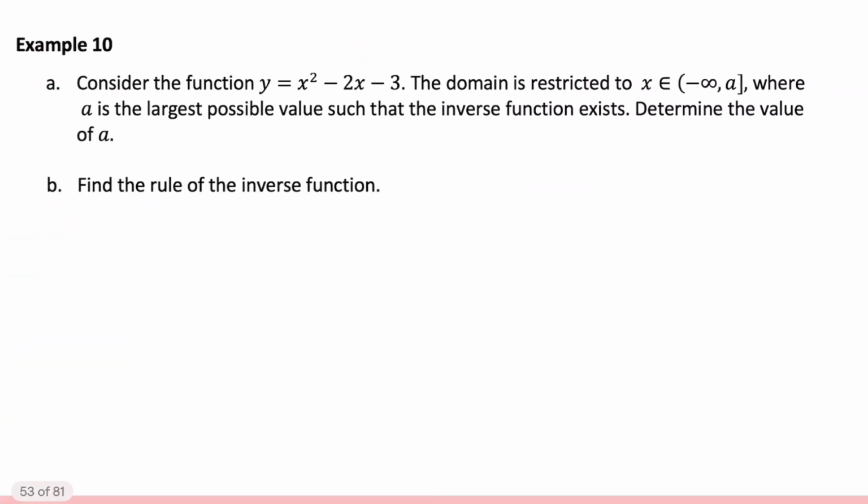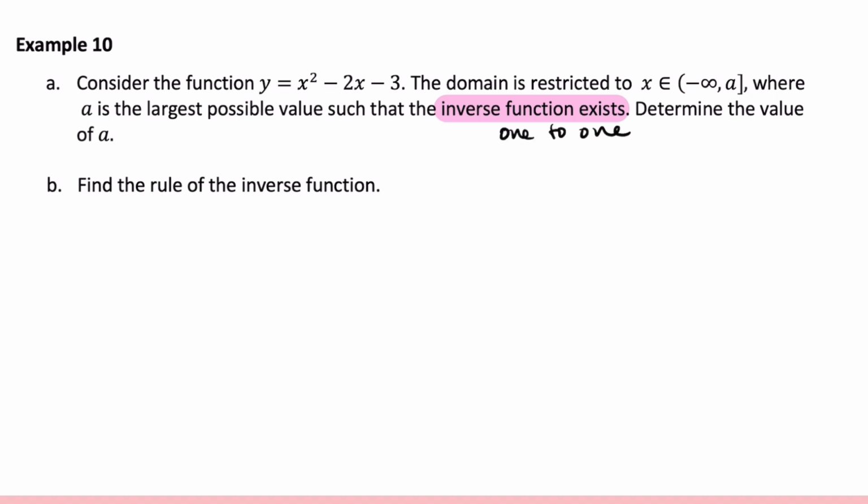All right, let's go ahead and start some of our examples. Example 10 says, consider the function with restricted domain, where a is the largest possible value such that the inverse function exists. Determine the value of a. That comes from the fact that we spoke about: inverse functions will only exist if the original is a one-to-one.